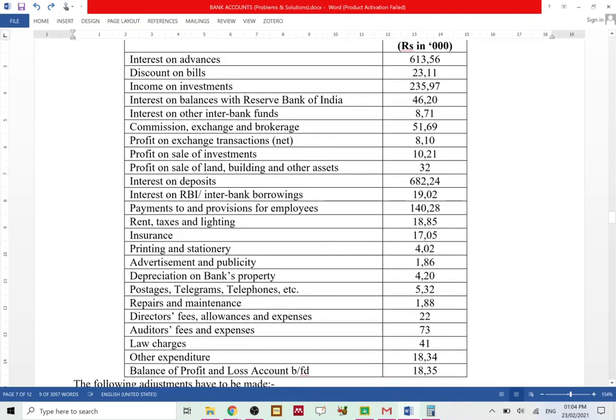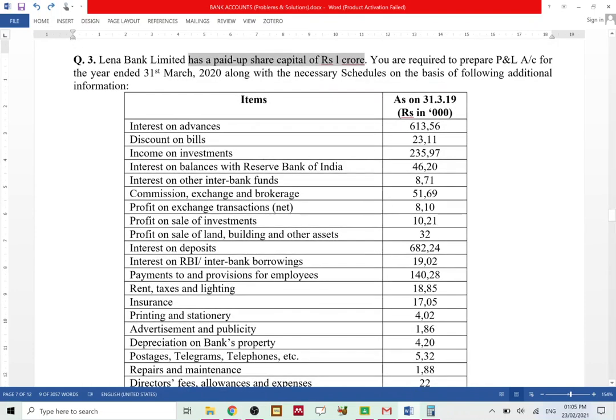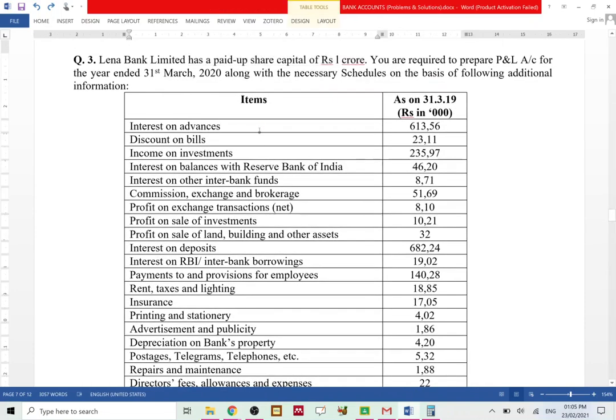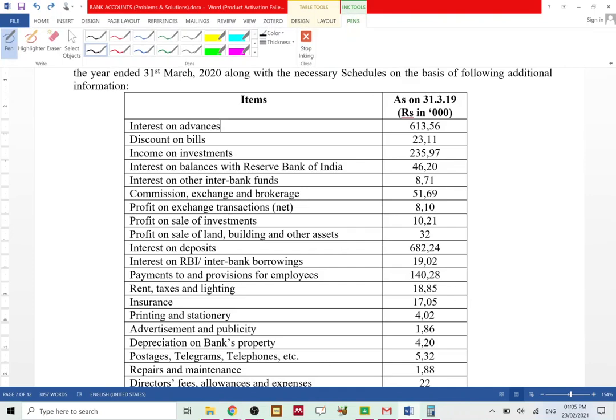A few new things we are going to learn here is something on rebate on bills discounted, and then things like interest on NPAs or non-performing assets. A few different terms and concepts are what we are going to see in this problem. Alright, so let's start. At least a few things that we know by now, we will try to mark them and we'll figure out where they go in our profit and loss account.